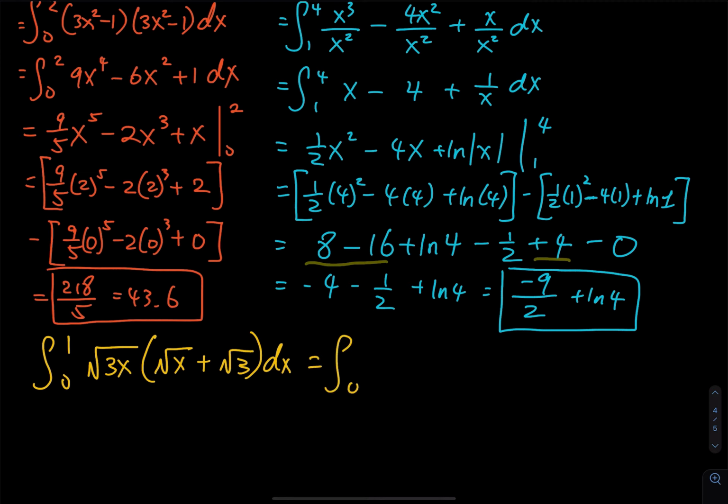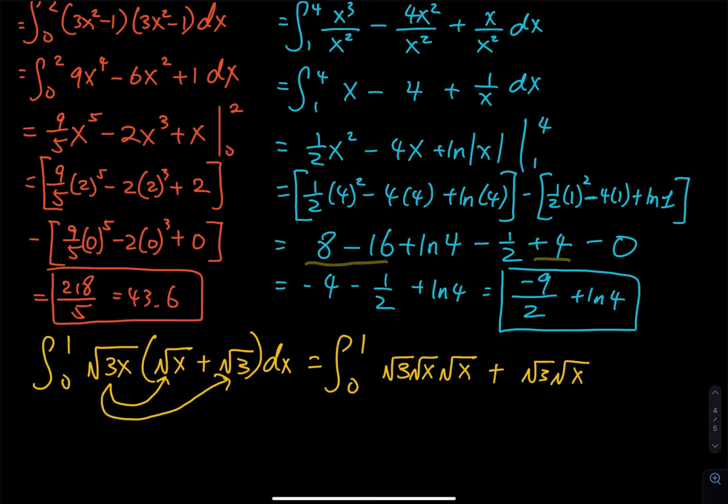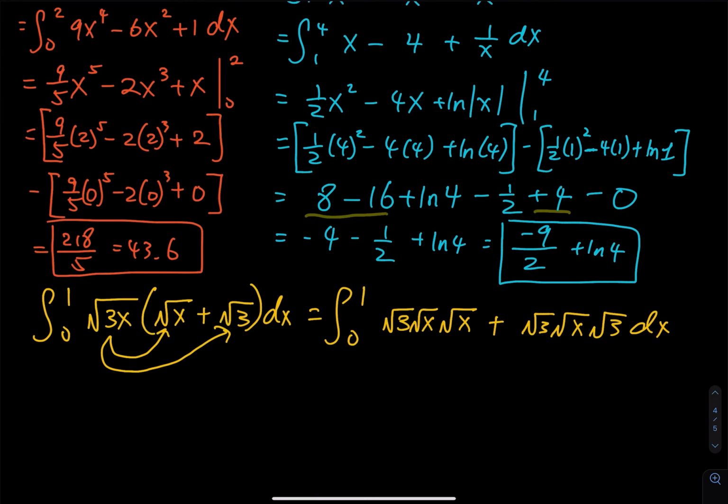So the integral from 0 to 1, the square root of 3x is equal to square root of 3 times square root of x. So you distribute that to the square root of x, and you distribute that to square root of 3. So this will be root 3 times root x times root x, plus root 3 root x times root 3, dx. So we have from 0 to 1, root x times root x is x, so we have root 3 times x, and then plus root 3 times root 3 is 3, and then the root x, I will just write as x raised to the 1/2, dx.